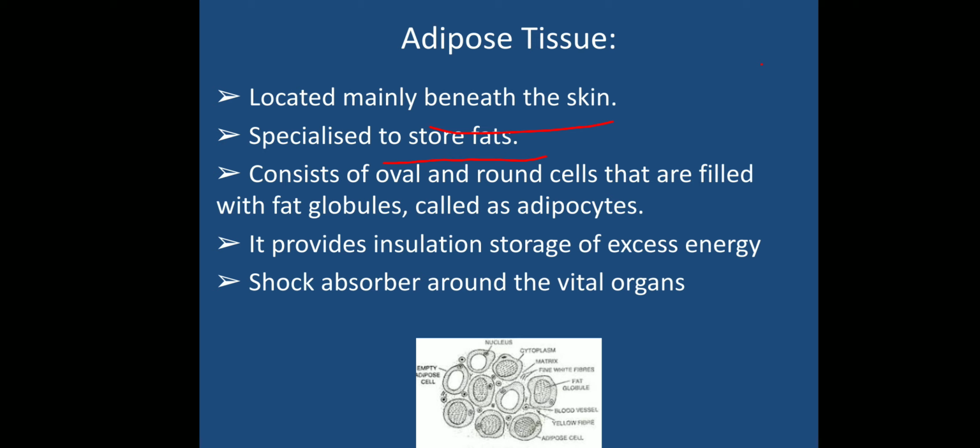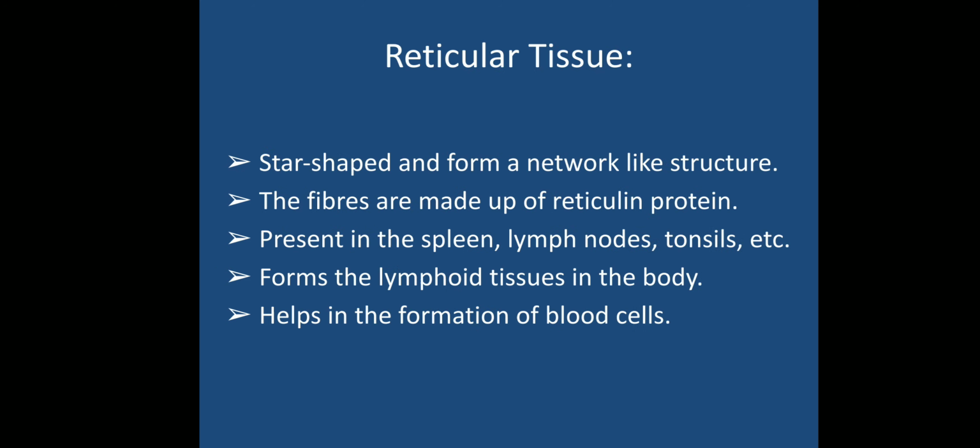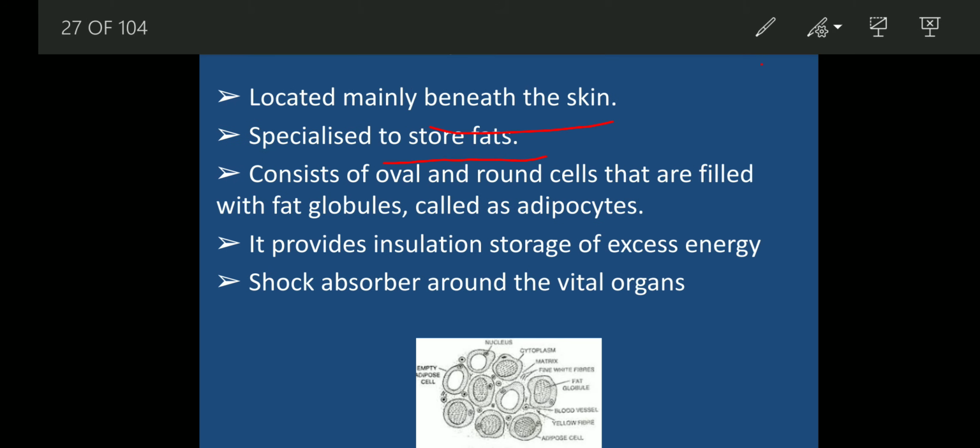It provides insulation and storage of excess energy. It means that these are the cells which are present. You would have seen the organisms which are found in the polar regions, like the white bear and the seals. They have a very fat layer beneath their cells.